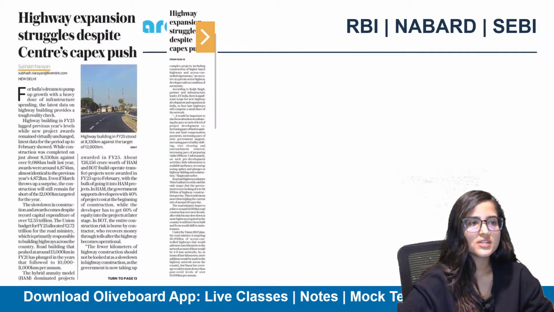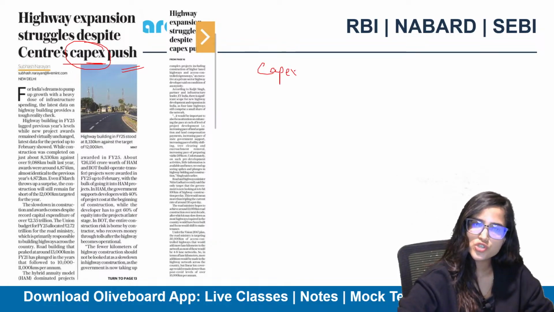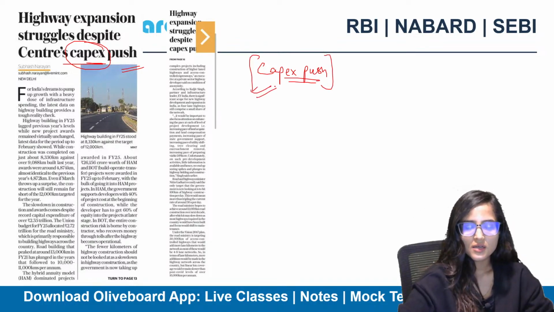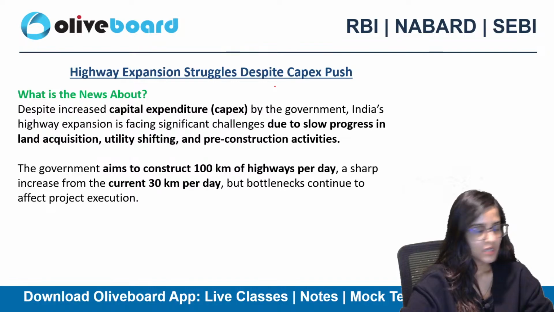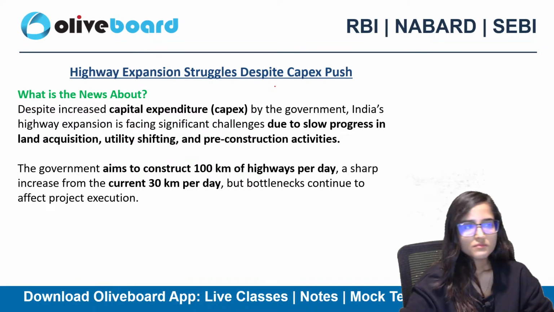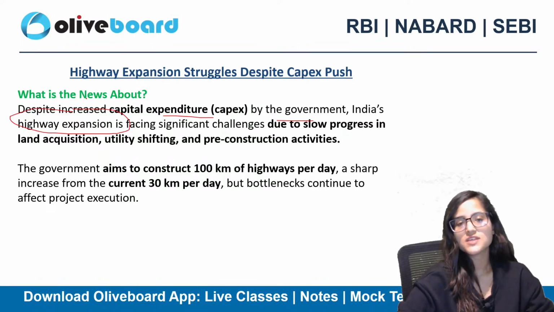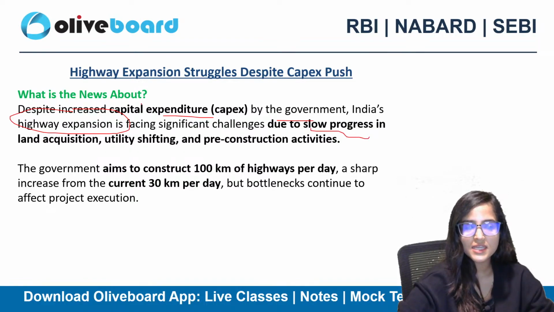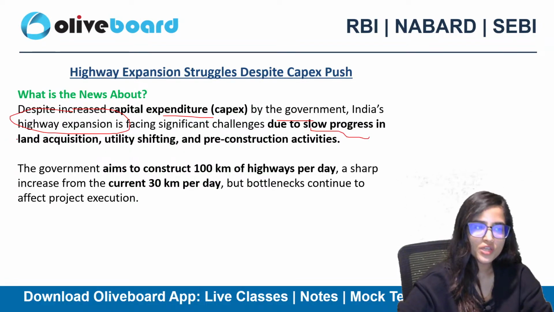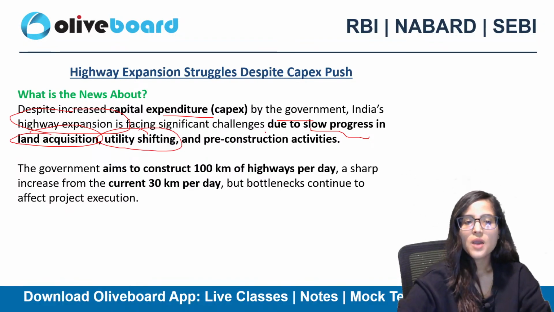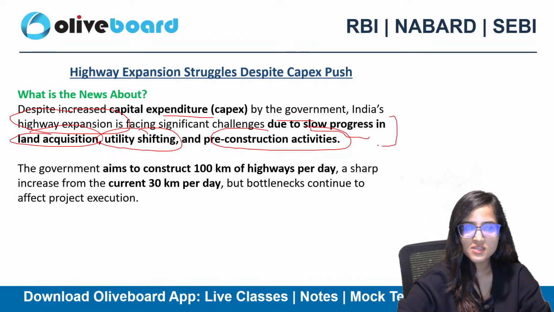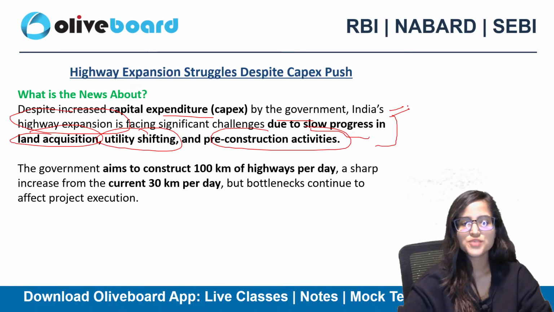Then, highway expansion struggles despite the Centre's capital expenditure push. So here the capex push from the government is substantial, but still we are not seeing any highway expansion, right? The capital expenditure has been increased by the government, but still India's highway expansion is facing challenges. Why? Due to slow progress in land acquisition, utility shifting, and pre-construction activities.